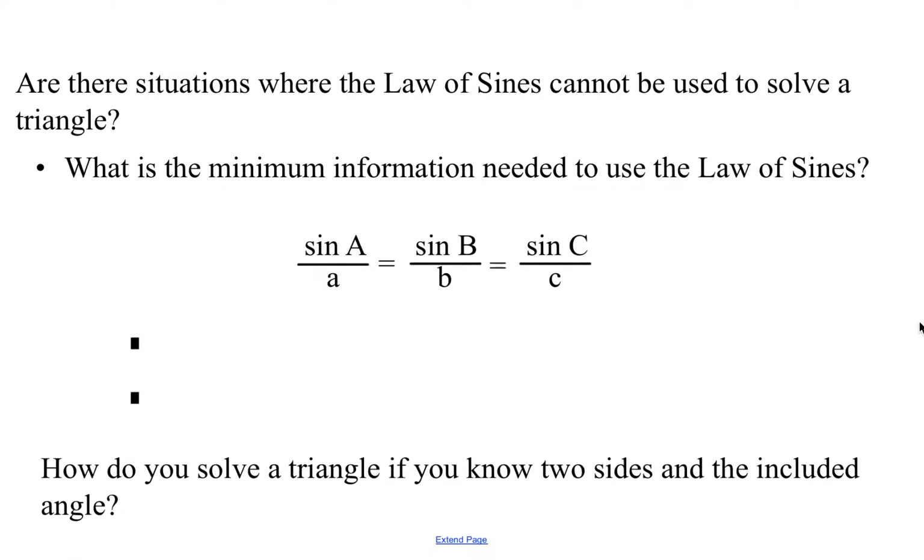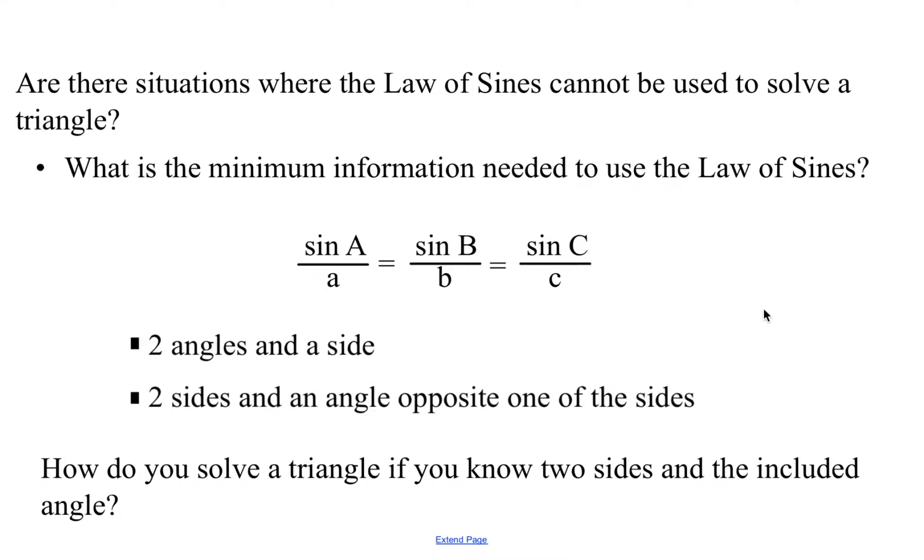So a question for you: are there situations where the law of sines can't be used to solve a triangle? Another way of phrasing that is, what's the minimum amount of information that we need to use the law of sines? So far, if we had two angles and a side, we could do that, right? As long as we had two angles and any side, we could use the law of sines. If we only have two angles, then we don't have enough information. Or if we had two sides and one of the angles that was opposite one of the sides, we could use the law of sines. If we have that information, we can use the law of sines, but otherwise we can't.